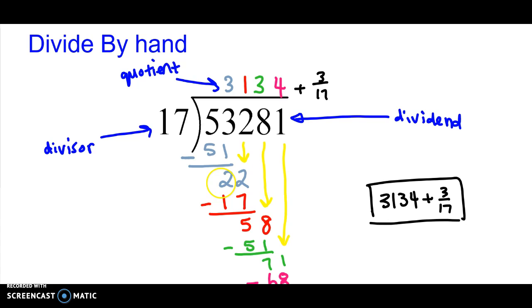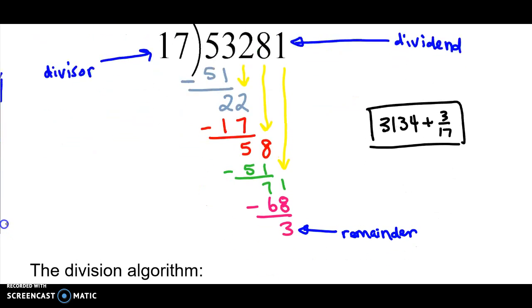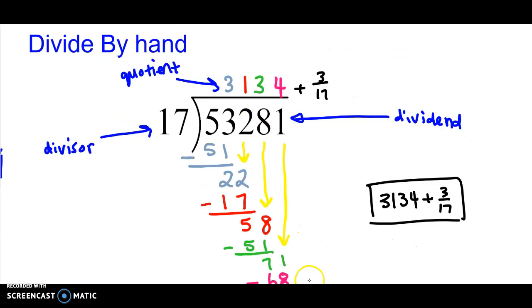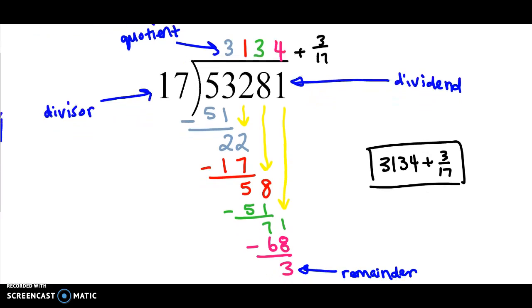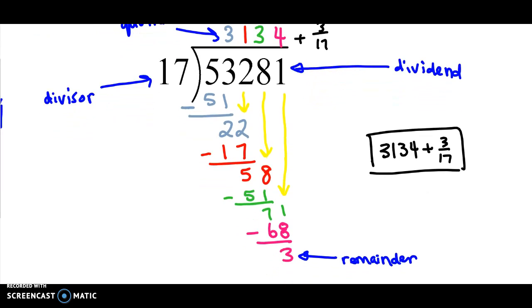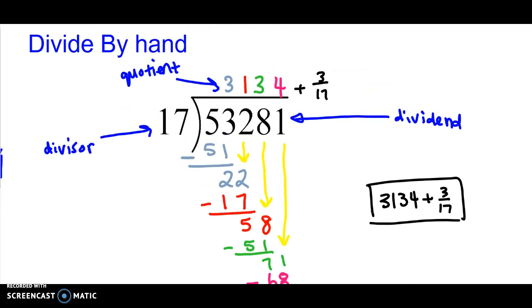So, same thing here. How many times does 17 go into 22? That'd be 1 time. Subtract downward, and this process continues. So notice when we get towards the bottom here, we end up at the very end thinking about how many times does 17 go into 3, and it can't. So 3 ends up being our remainder, and then we put that over our divisor, which was 17.